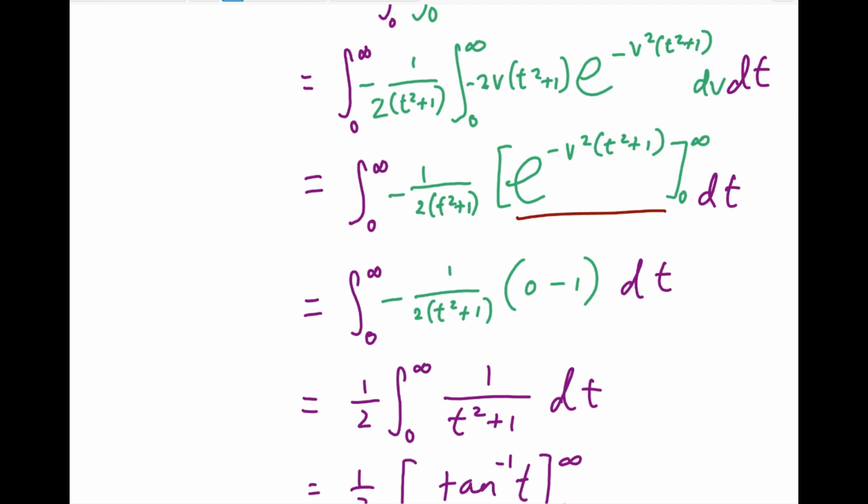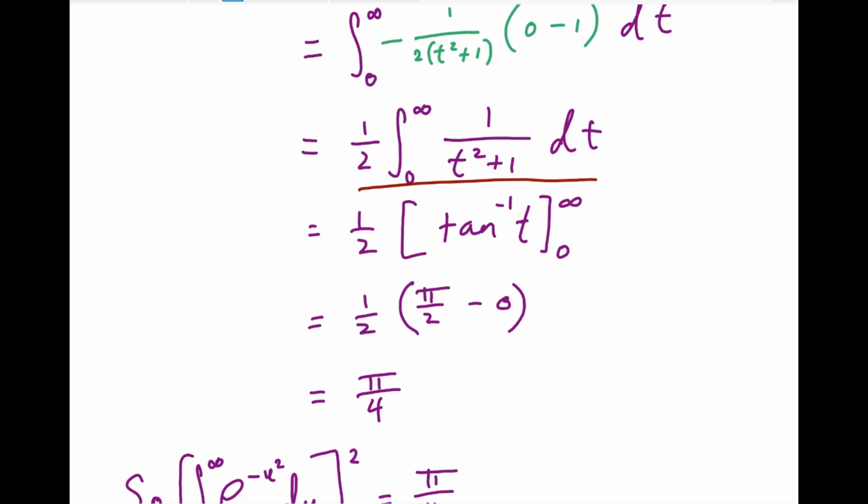And then when we evaluate that integral, as t approaches infinity, that expression approaches 0. When t is 0, it gives us 1. So essentially, we're multiplying by negative 1. We get a nice positive result here. I'm just factorizing a half, where the integral of 1 on t squared plus 1 is just going to give us tan inverse of t. As t approaches infinity, tan inverse of t approaches pi on 2. And when t is 0, tan inverse of t is 0. We get nicely pi on 2. We multiply, we get pi on 4.